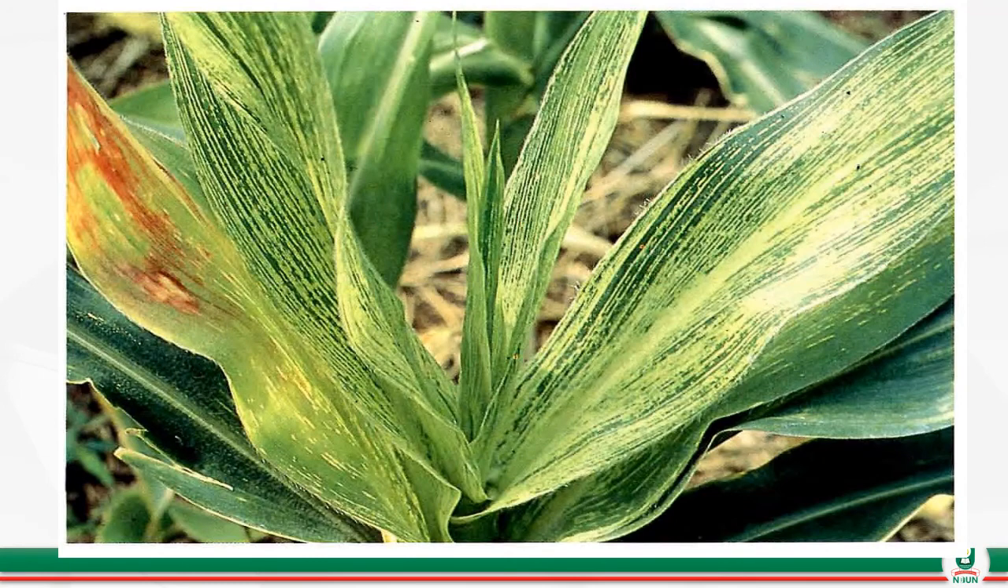This is what the maize streak virus looks like. You can see it's chlorotic. You can see the growth is stunted. It's not functioning well, malformation. You can see the disease everywhere. So this is what maize streak virus looks like on a maize.